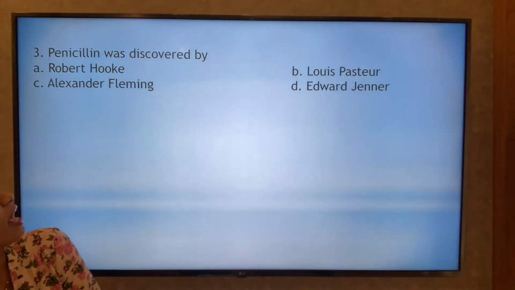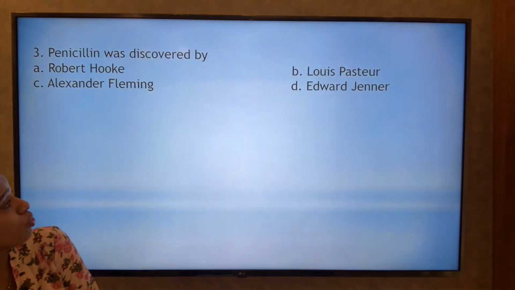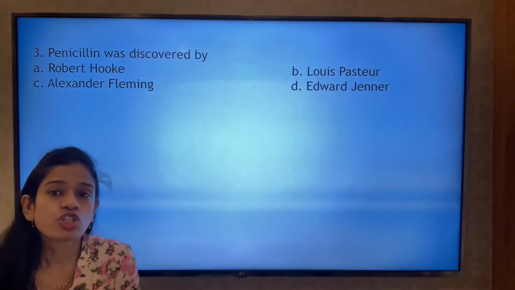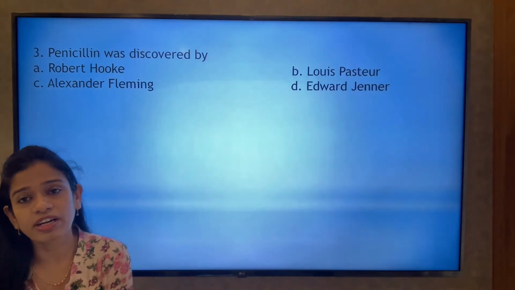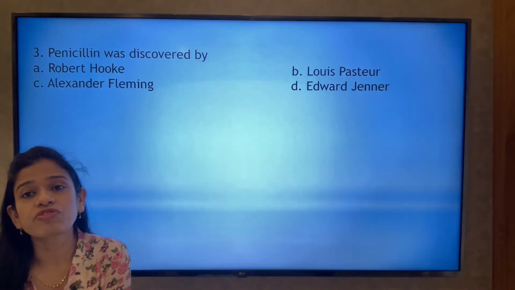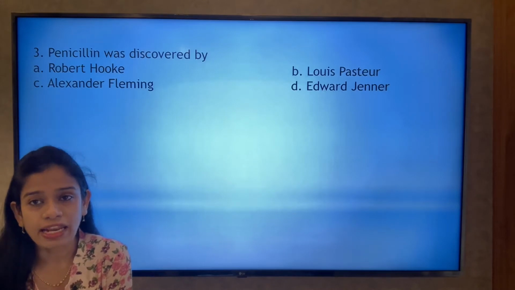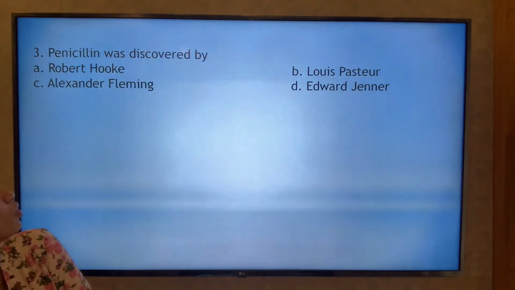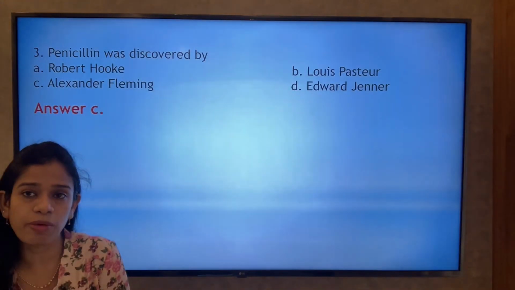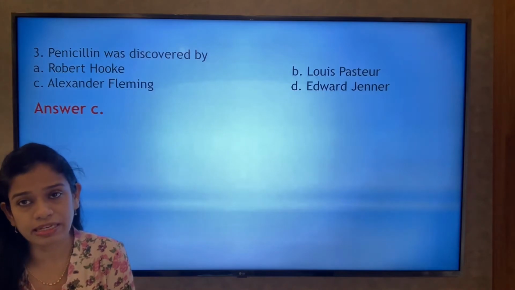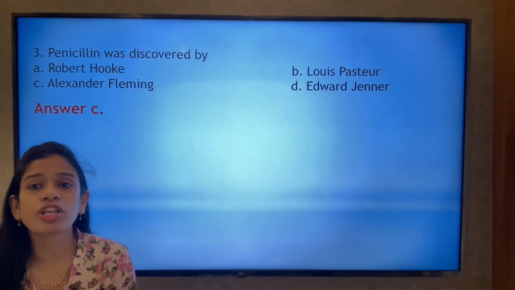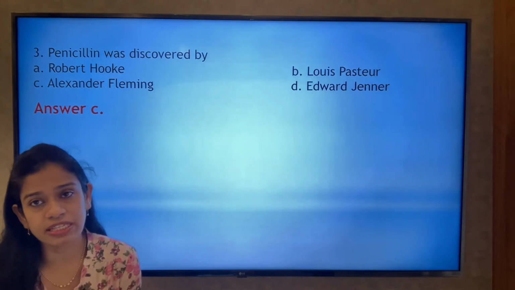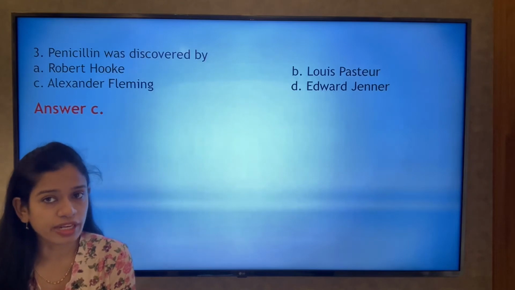The next question, penicillin was discovered by Robert Hooke, Louis Pasteur, Alexander Fleming or Edward Jenner. So who discovered the fungus penicillin? So penicillin was first discovered by Alexander Fleming, that is option C, from the bread mold. This penicillin is later on used as an antibiotic for different diseases or for cure of different diseases. Let's move on to the next question.